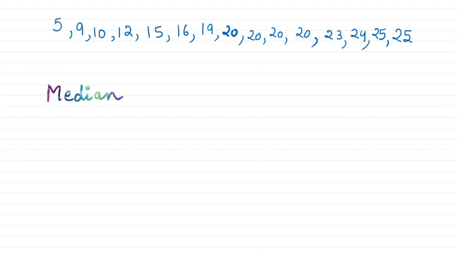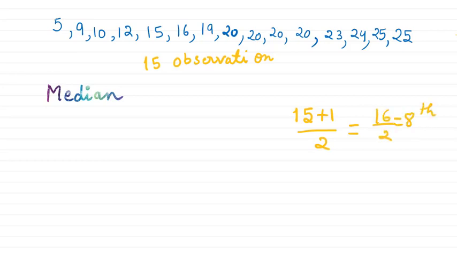Now we'll calculate the median of the data. For finding the median, first you have to arrange the data in increasing order, which I've already done, or you can take it in decreasing order. Here you have 15 observations. Whenever you have an odd number of observations, you have a formula. You can't divide an odd number by 2, right? So you just add 1 and then divide it. You will get 16 by 2, which is 8. So the 8th term is the median.